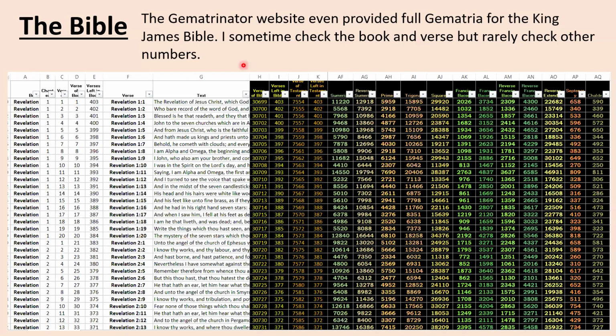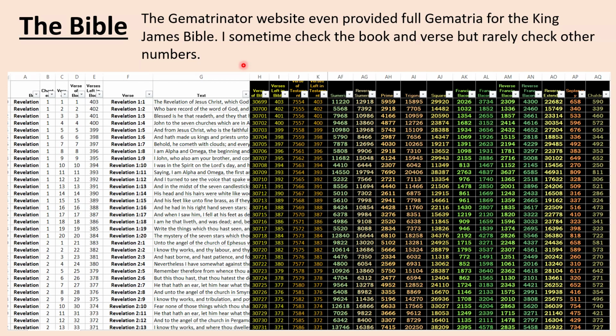So the Bible. The Gematria website, before, provided the full Gematria for the King James Bible. And here's a screenshot of the spreadsheet I managed to download. I'm not sure it's still on the site now. I can't find it, but in the old site, I've been following that site for a good 4 or 5 years now. You are able to download this.